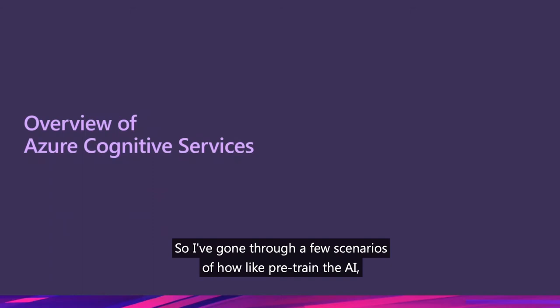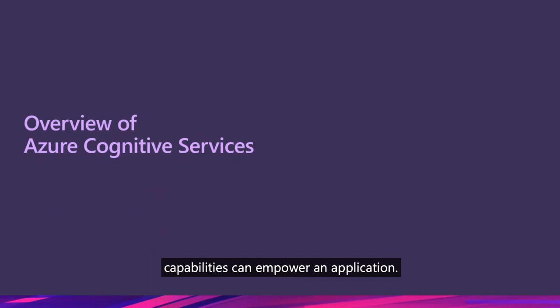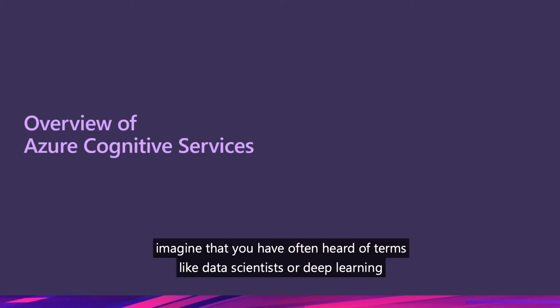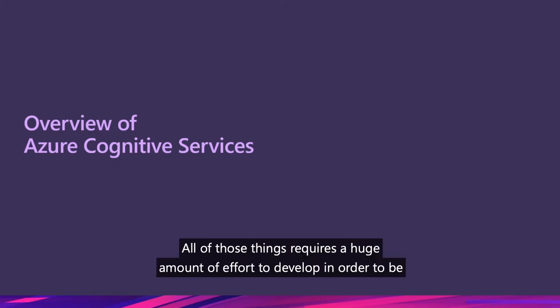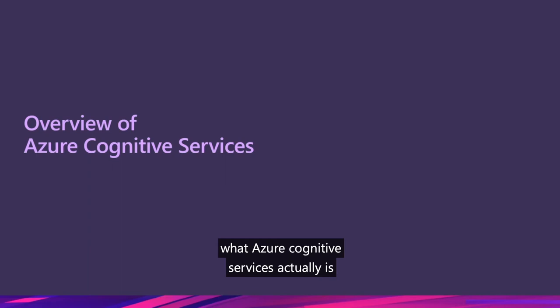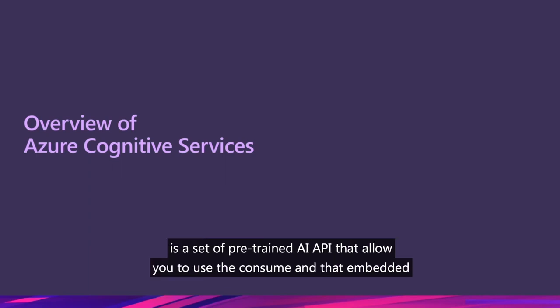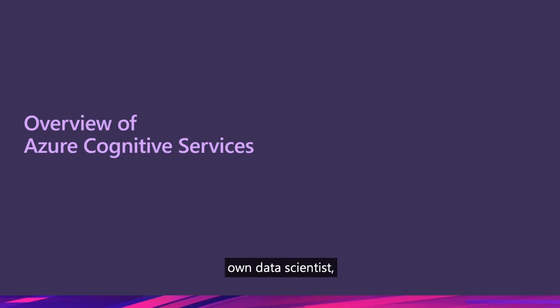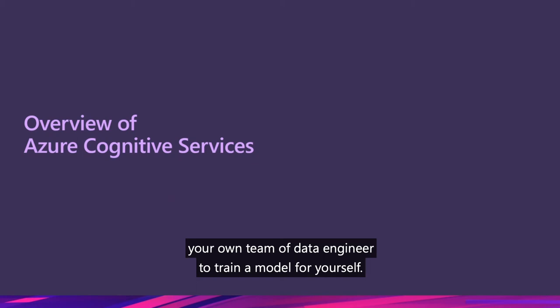So I've gone through a few scenarios of how pre-trained AI capabilities can empower applications. But right before that, doing AI often requires a lot of data and a lot of technical expertise, right? You have often heard of terms like data scientists or deep learning models. All of those things require a huge amount of effort to develop in order to be ready for production. So what Azure Cognitive Services actually is, is a set of pre-trained AI APIs that allow you to easily consume and embed AI capabilities inside your application quickly, instead of having to have your own data scientists and your own team of data engineers to train a model for yourself.